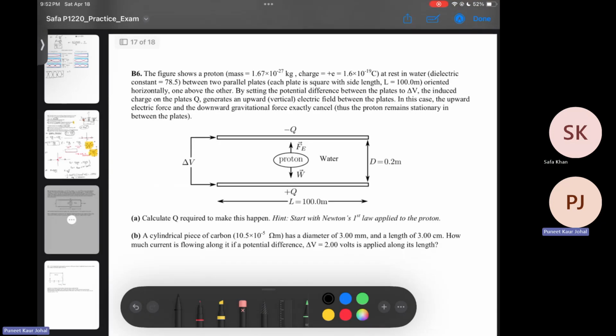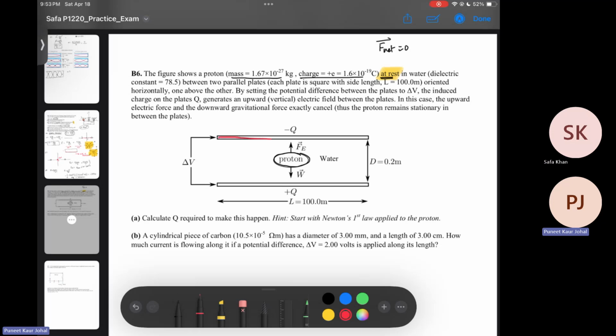All right. Moving on to this question. This figure shows a proton. We have its mass, we have its charge, whatever we need. It's at rest in water. Extremely important term. Remember the very first question: when something is stationary, when something is at rest, it means the sum of all the forces acting on it is zero. The water has a dielectric constant of 78.5.